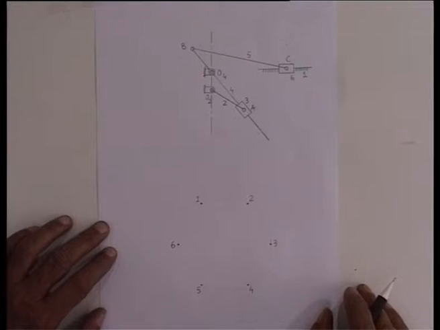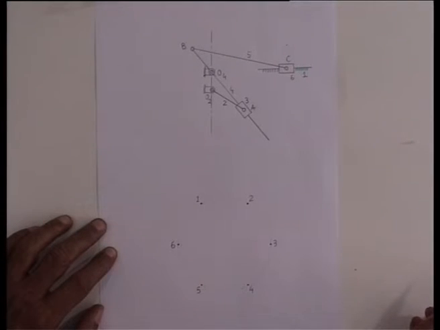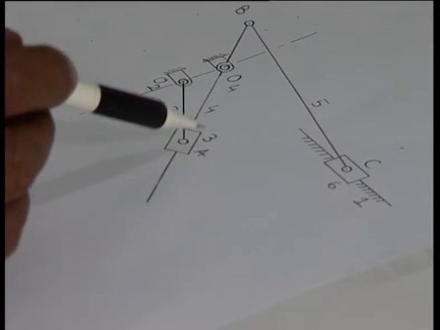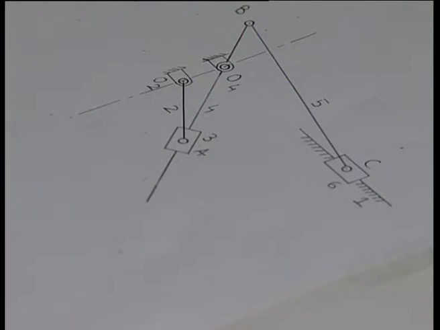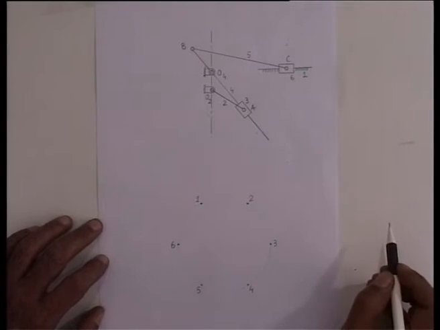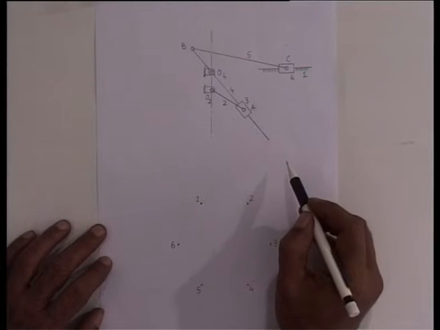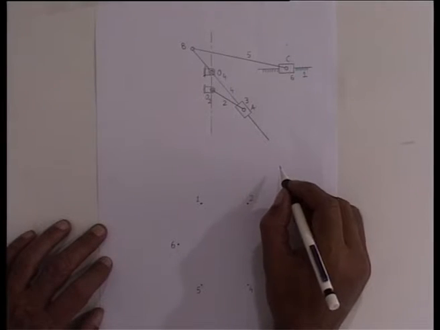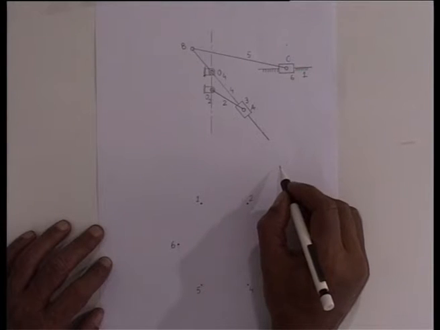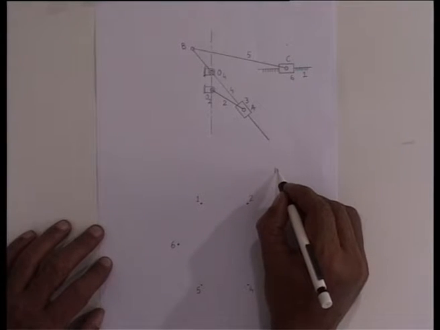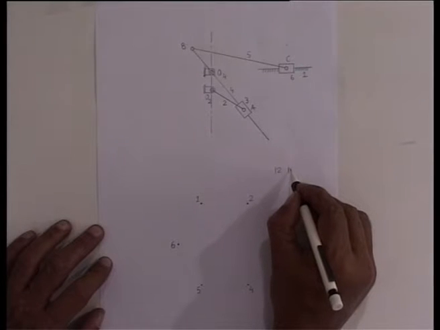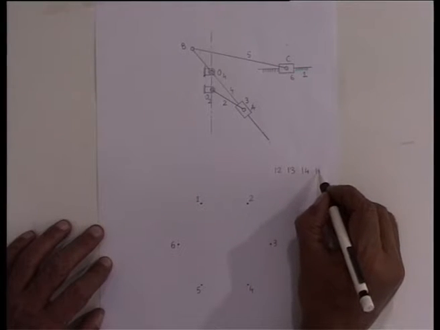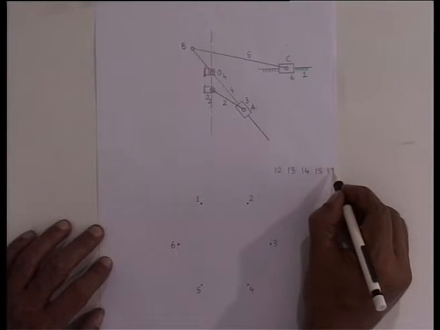So, our first task is to obtain all the relative instantaneous centers. As we see, there are fixed link 1, 2, 3, 4, 5 and 6 links. So, if there are 6 links, then the total number of relative instantaneous centers is 6 into 5 divided by 2, that is 15. So, first of all, let me list all the 15 relative instantaneous centers, namely 1 2, 1 3, 1 4, 1 5 and 1 6.